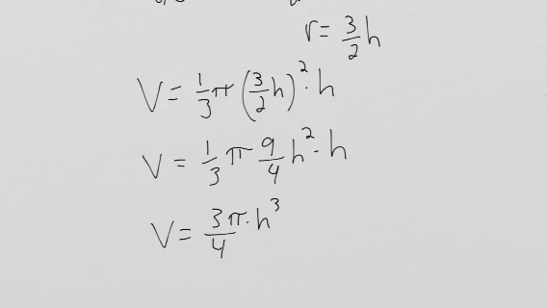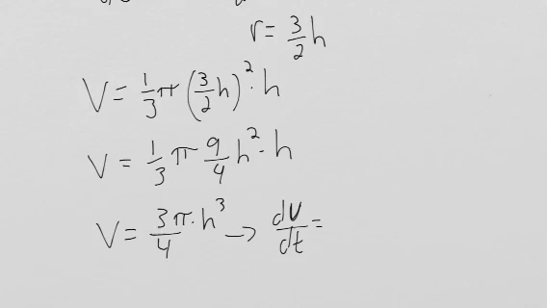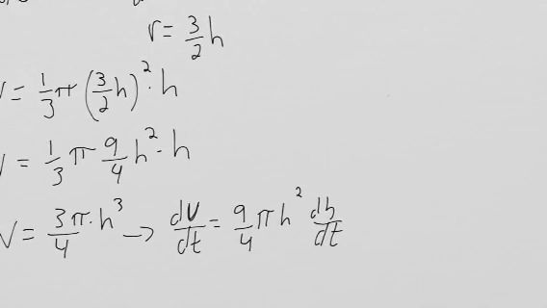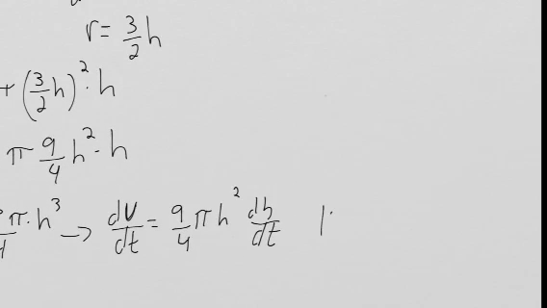So now let's find dV/dt. We know that the derivative of volume with respect to time is going to be equal to, alright, we have to do a power rule on that h, so we're going to get 9/4 times pi times h squared dh/dt. Alright, and now we have to use our given information. We know that height is 15 feet. They give that to us. And we know dV/dt is 10. So we're going to substitute in 10 for dV/dt equals 9/4 times pi times 15 squared. And that's multiplied by dh/dt.